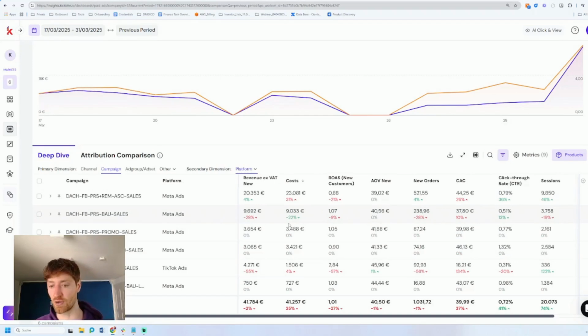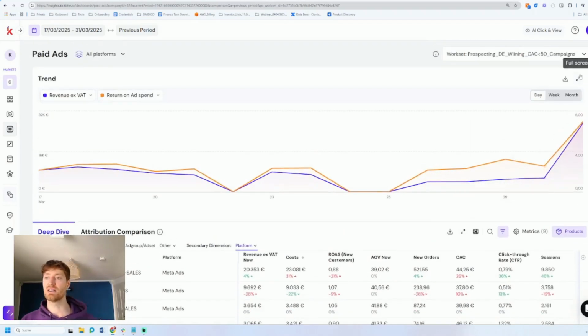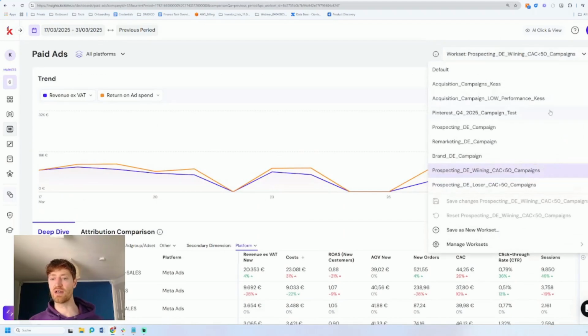Next step, we now need to take action based on our campaigns that are winning campaigns and losing campaigns for prospecting. And we need to take the filters for making a winning and losing campaign for our ROAS campaign goals, which is remarketing and brand. Let's do this real quick together.